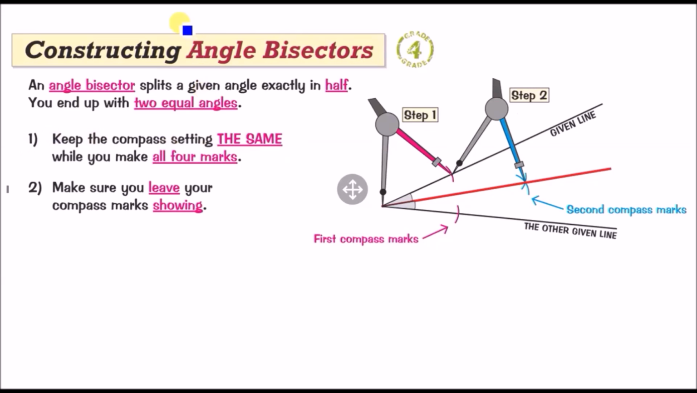So for this one, it says that an angle bisector splits a given angle exactly in half. In other words, bisector means 2 parts, guys. You end up with 2 equal angles. And the rule is to firstly keep the compass setting the same.